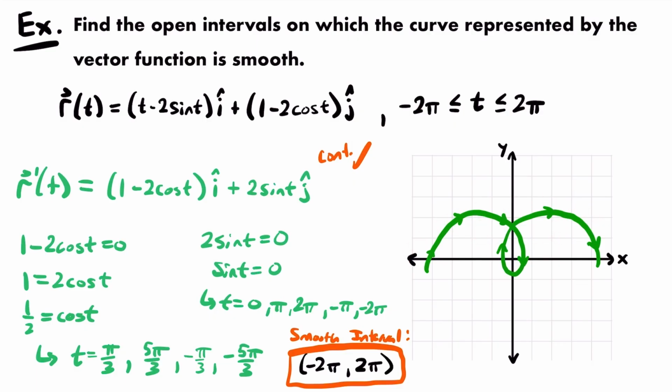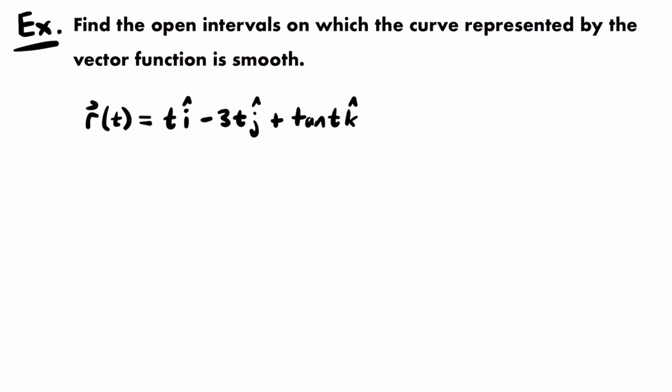Okay, so really, if our domain was not restricted, this vector function would be smooth everywhere, but since we were given a restricted domain, we had to work with that domain when we set up our smooth interval. Okay, let's take a look at one more example for this video. All right, so here's our final example.